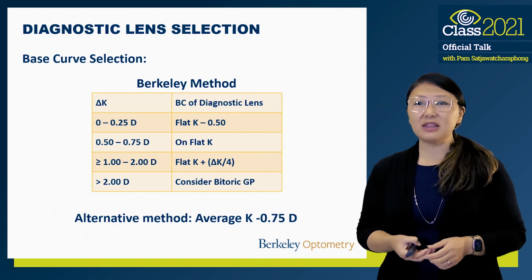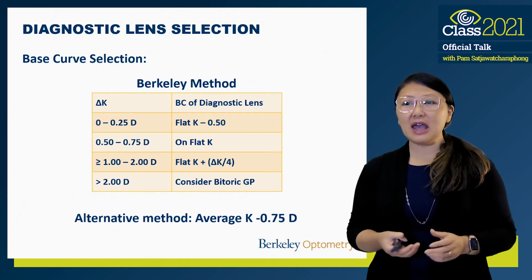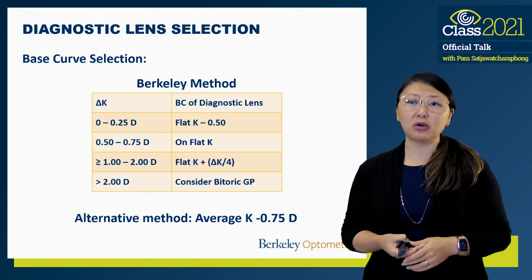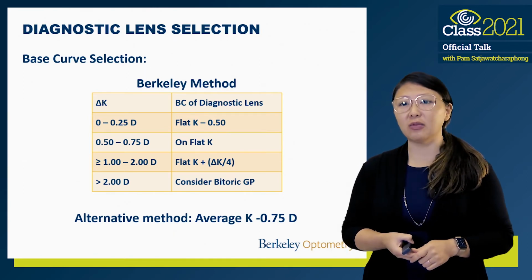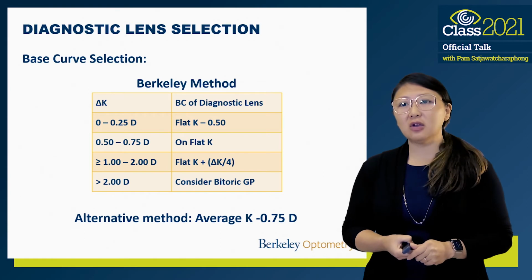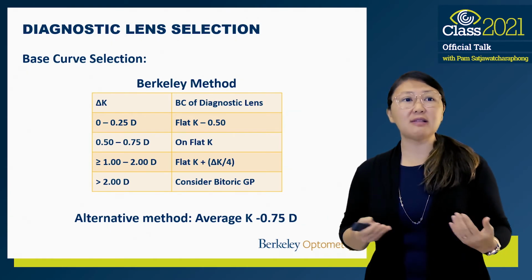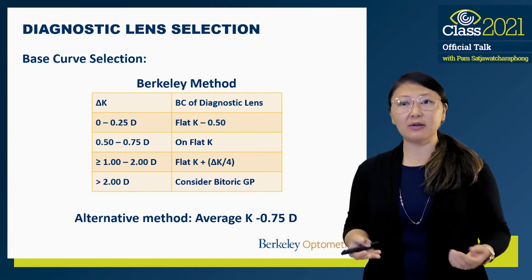An alternative method, if you don't want to remember this whole table, is you can take average K and subtract 3/4 a diopter. Oftentimes this works pretty well and is fairly similar to the other method in terms of the resultant base curve. So choose whatever method you like. Remember, this is just a starting lens. You're going to see how it fits, and if it's not fitting the way that you want it, you may have to modify from there.